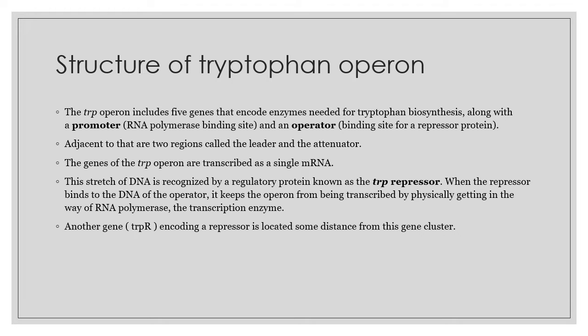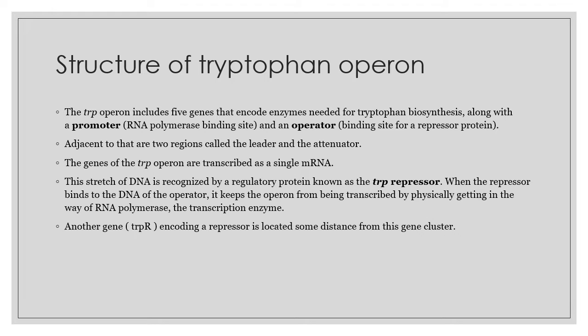The genes of the tryptophan operon are transcribed as a single mRNA, and this stretch of DNA is recognized by a regulatory protein which is known as the TRP repressor. When the repressor binds to the DNA of the operator, it keeps the operon from being transcribed by physically getting in the way of the RNA polymerase, which is the transcription enzyme.